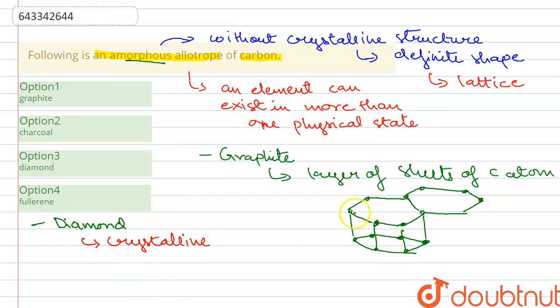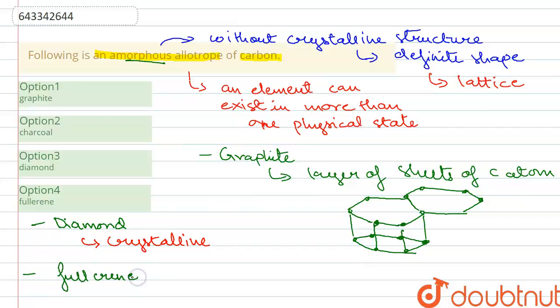Here in graphite, one carbon atom was bonded with 3 other carbon atoms, but in diamond each carbon atom is bonded with 4 other carbon atoms to make a 3-dimensional arrangement where they are arranged tetrahedrally. This is also a crystalline form, so it is not amorphous, so this was also not going to be the option. Then we have fullerenes.